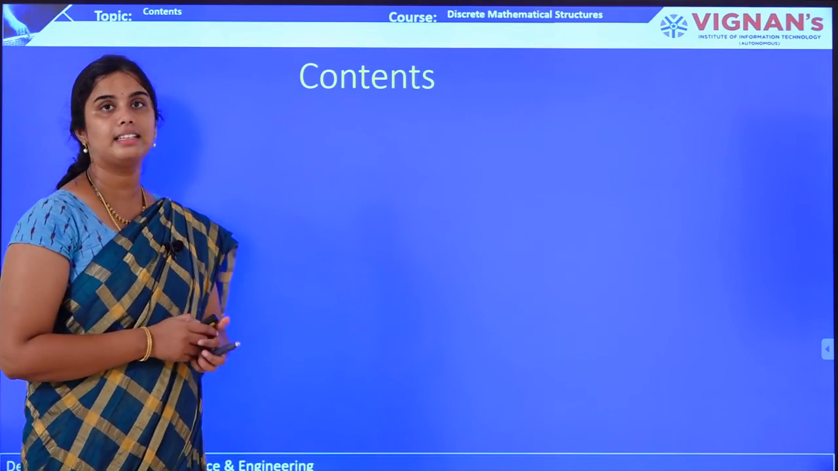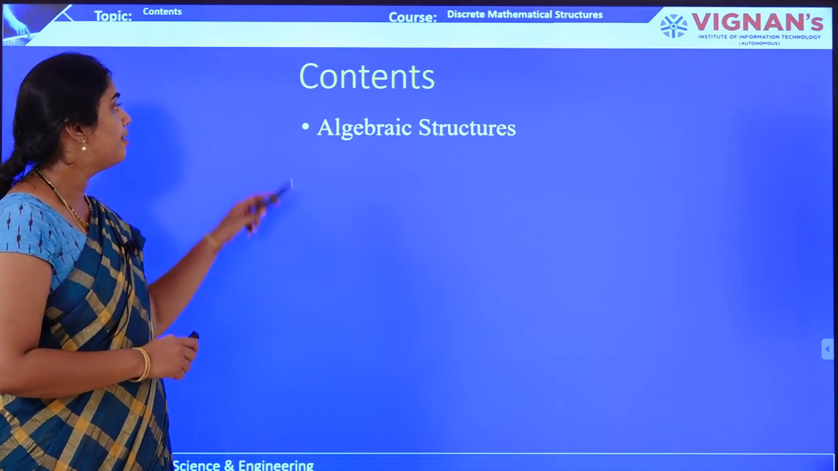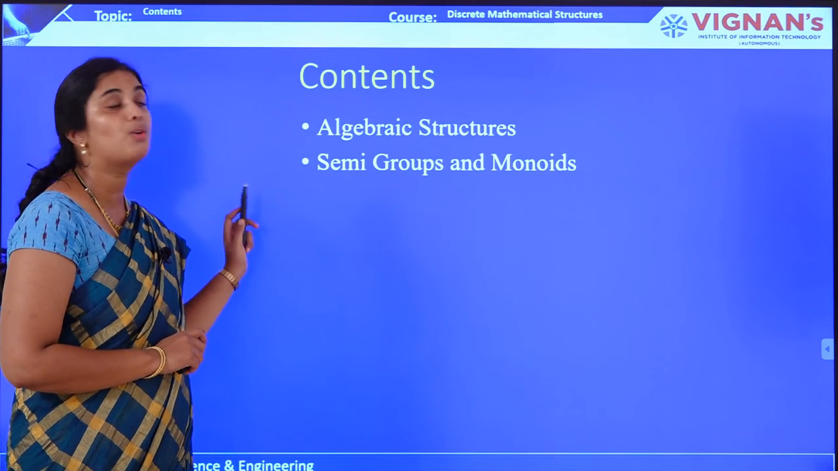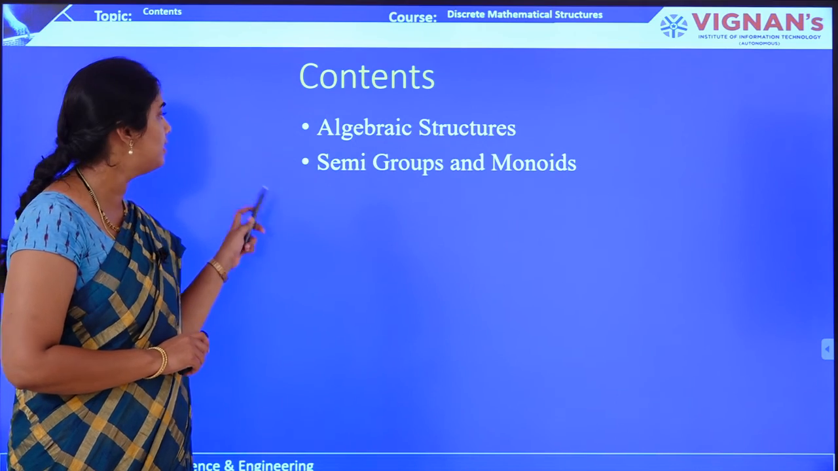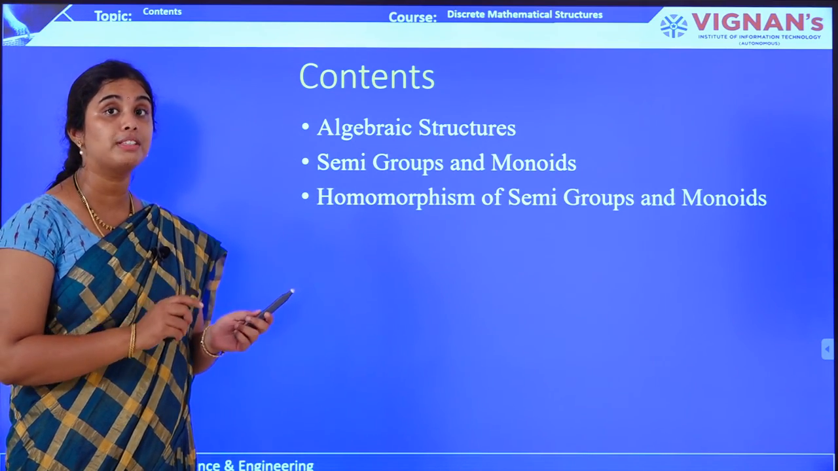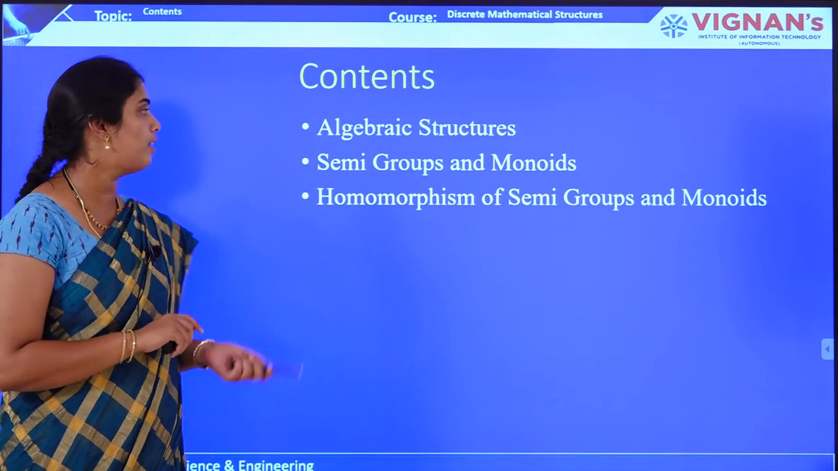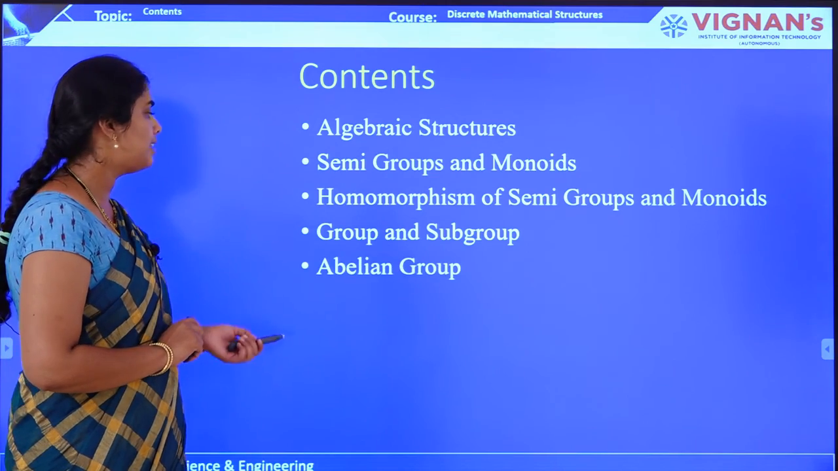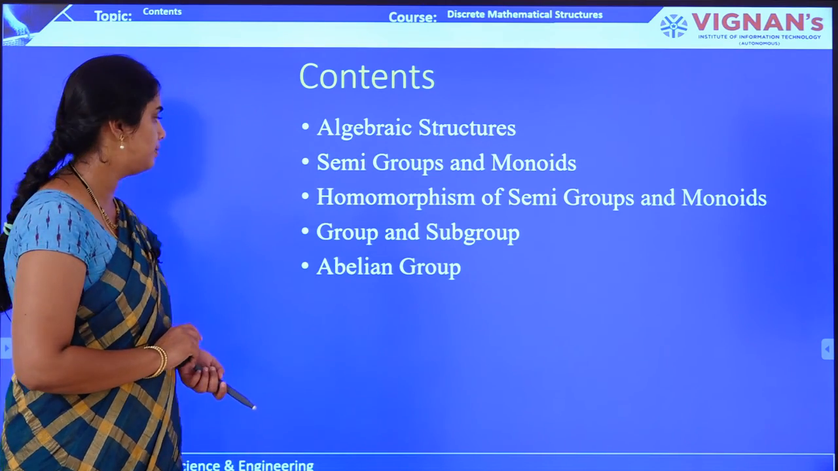In today's session, you will be seeing some more topics related to discrete mathematical structures. You will be seeing these contents in this session. Firstly, it contains the algebraic structures. Next, you will be learning what are semigroups and what are monoids, followed by what is homomorphism and homomorphism between semigroups and monoids, followed by what are groups and subgroups. Next, you will be learning about the abelian groups.